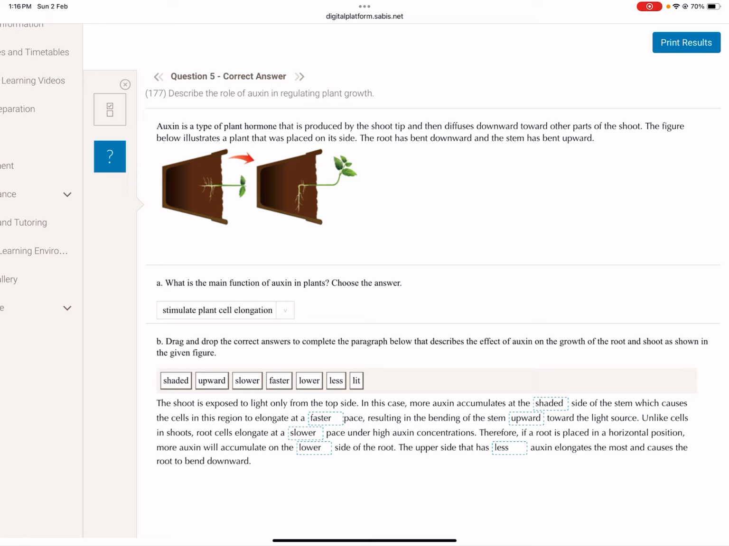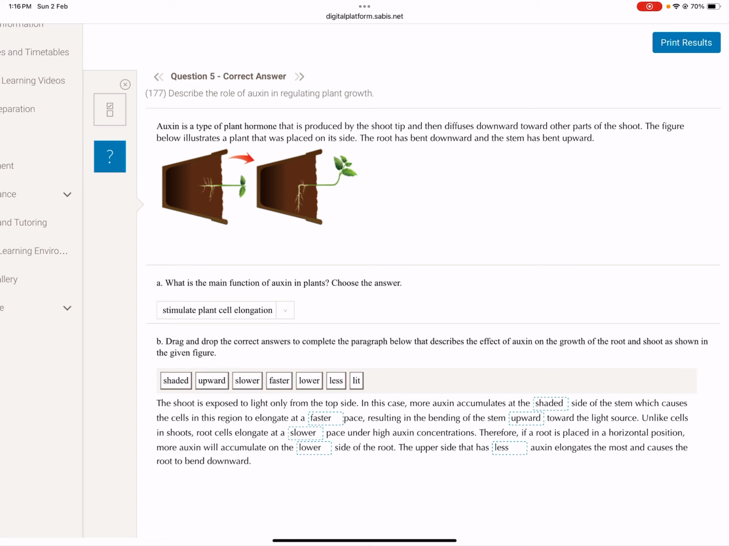Now, the shoot is exposed to light only from the top side. Remember, we said the auxin builds up on the shaded part. That's why here we said more auxin accumulates at the shaded side, which causes this region to elongate faster, resulting in the bending of the stem upward toward the light source. Because remember, the light was from the top side only.